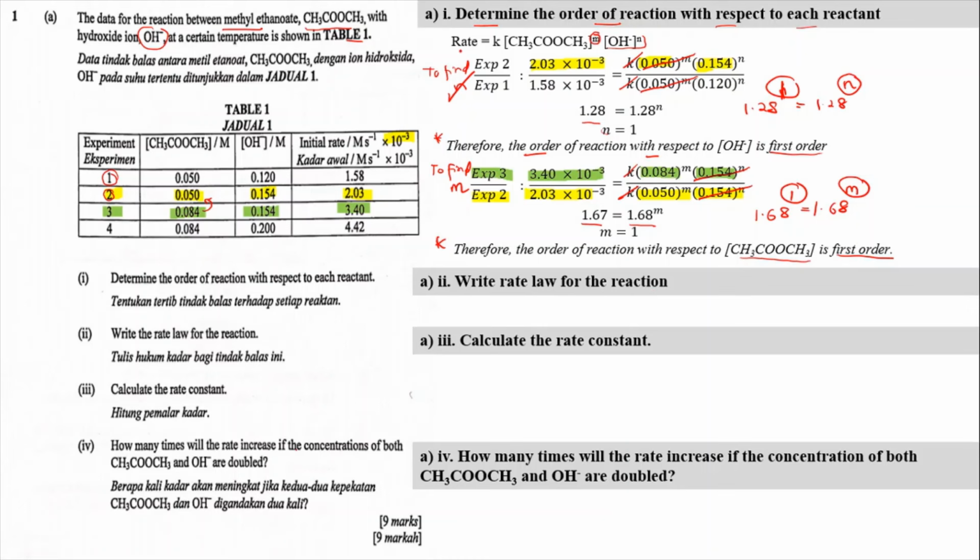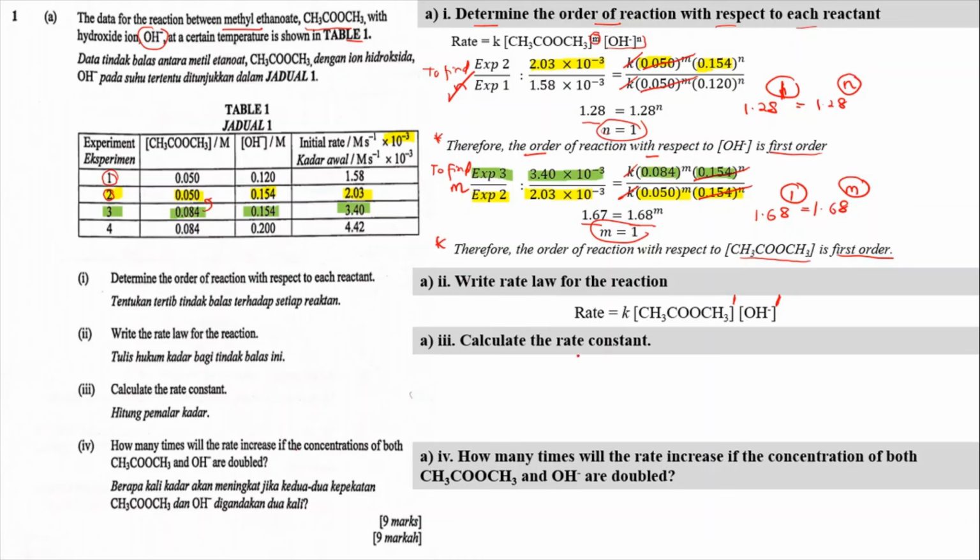Okay, so our rate law is rate is equal to K methyl ethanoate to the power of M, hydroxide to the power of N. Okay, earlier we already found M equal to 1, N also equal to 1. So we just substitute back M equal to 1 here and N equal to 1 here. So what you can say is that rate is equal to K methyl ethanoate to the power of 1 and then hydroxide to the power of 1. Okay, showing it one by one is not a problem. Leaving it out, not writing it is also not a problem because it's still 1 and 1. Okay, so that settles A2.